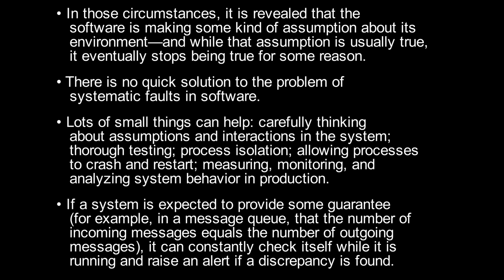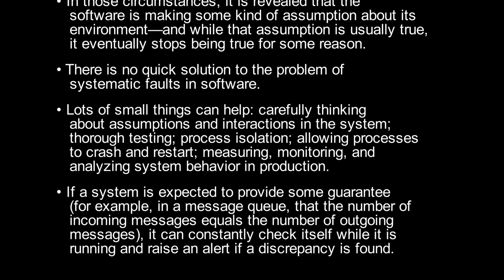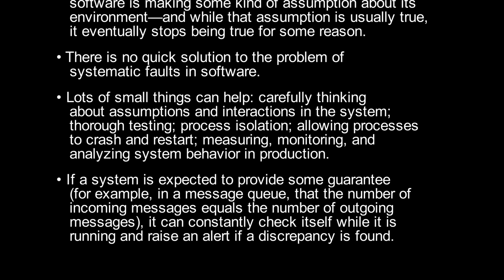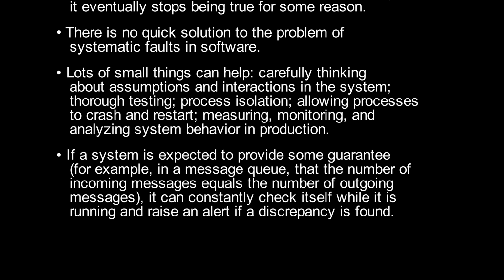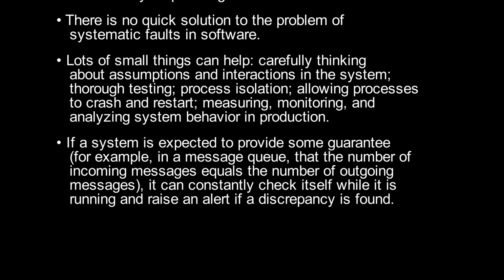If a system is expected to provide some guarantee, for example, in a message queue, that the number of incoming messages equals the number of outgoing messages, it can constantly check itself while it is running and raise an alert if a discrepancy is found.